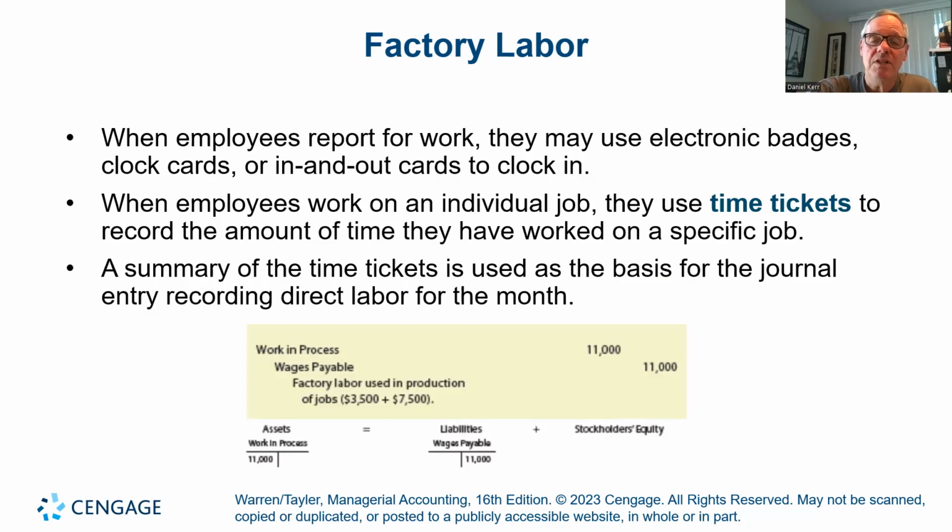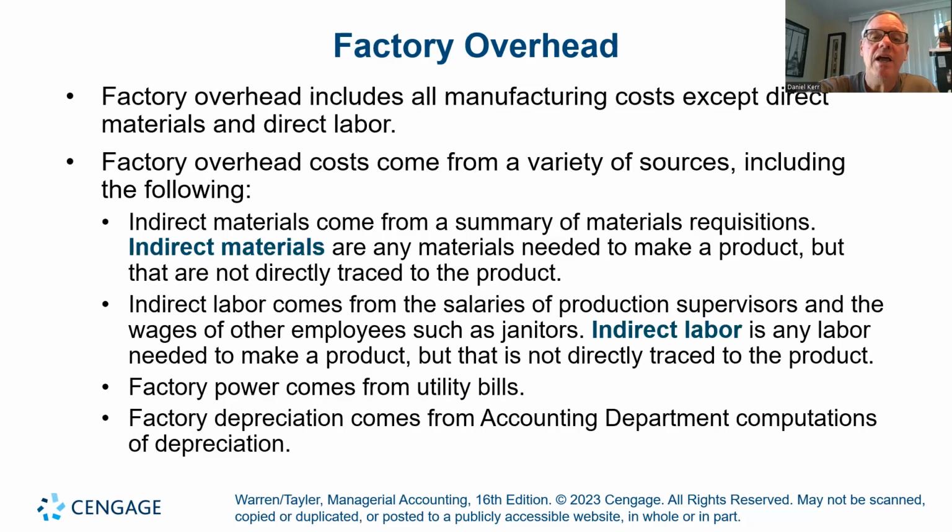So we've accounted for materials. We've accounted for labor. And now we also have factory overhead. So factory overhead, we know comes, I always look up at the ceiling. These are indirect materials. This is indirect labor. This is power, from utility bills. And when you've got depreciation, all of these things become part of factory overhead.